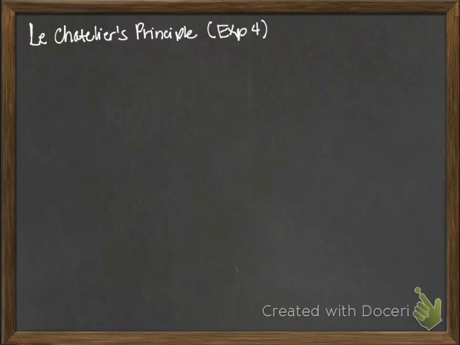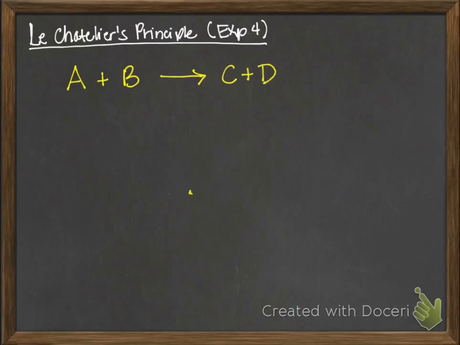So first, let's consider a reaction. Let's consider that we react A and B. So these are our reactants. And we start with just those in the flask, so there's high concentrations of those, and those react, collide, and form C and D.